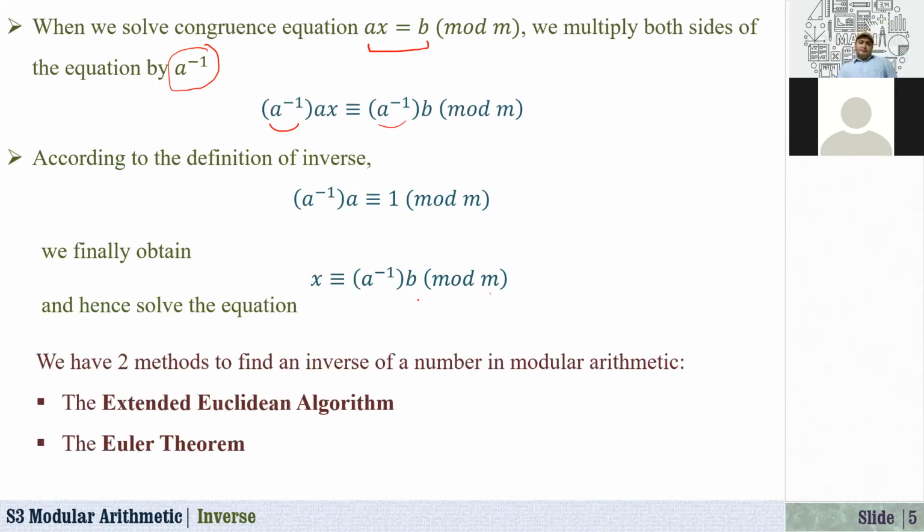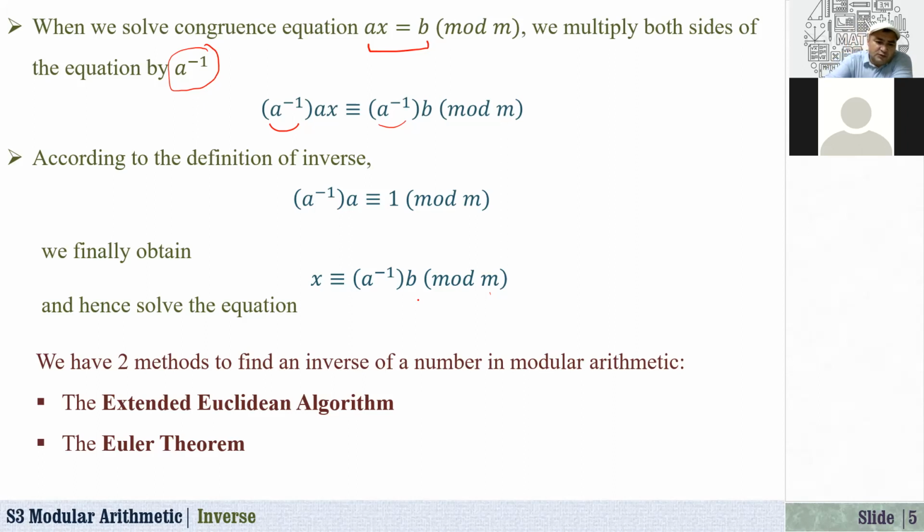Okay, so now the question is to find this X. We have two methods to find an inverse of a number in modular arithmetic. The first one is the extended Euclidean algorithm, which we are going to see in two examples. The second one is the Euler theorem. Of course, the Euler theorem is the more general method, because the extended Euclidean algorithm is a very basic method. If the number is small, we can use the extended Euclidean algorithm. If the number is big, using it will be quite long, so at that time we'll just use Euler's theorem.